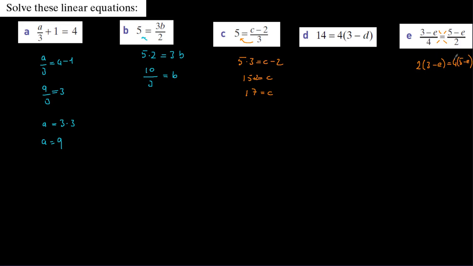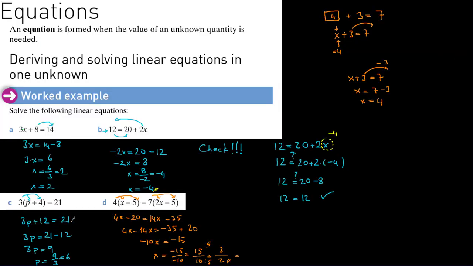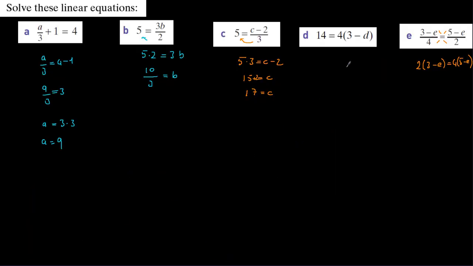And after this step, as you remember, it returns to this one, which is d here. And then 2 times 3 is equal to 6 minus 2e, equal to 20 minus 4e. It should be 4 times 5, 20. 4 times minus e is minus 4e, it has to be.